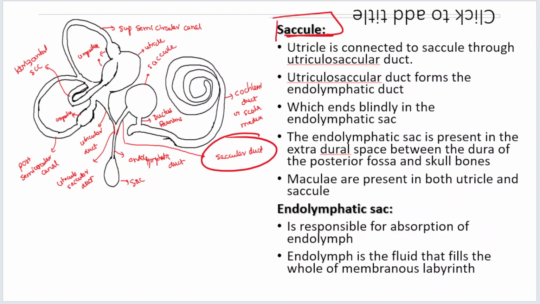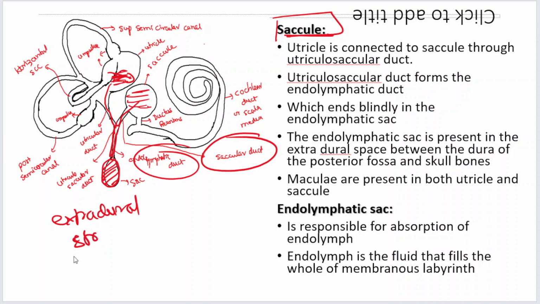Okay, so let me have a quick recap of this. Saccule is present in front of the utricle. It is connected to the utricle through the utricular duct and saccular duct, joined to form the utriculosaccular duct, which continues as the endolymphatic duct, which ends as the endolymphatic sac. This endolymphatic sac is an extradural structure. It is present outside the dura. It is present between the bone of the posterior cranial fossa and the dura.